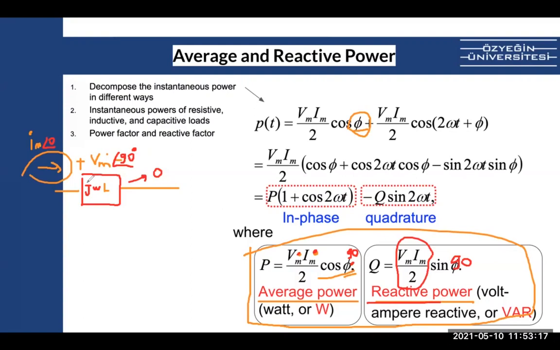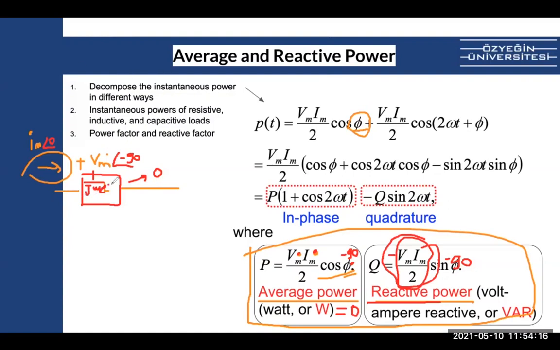So what if we have a cap? What would be this phase here? Minus pi over 2. So what is cos minus 90? Again, 0, right? And what is sin minus 90? Minus 1. So basically we put a minus here. So as you can see, the reactive power of the cap is again this term with the minus, and the average power is 0. It makes sense because the cap impedance is purely reactive, right?